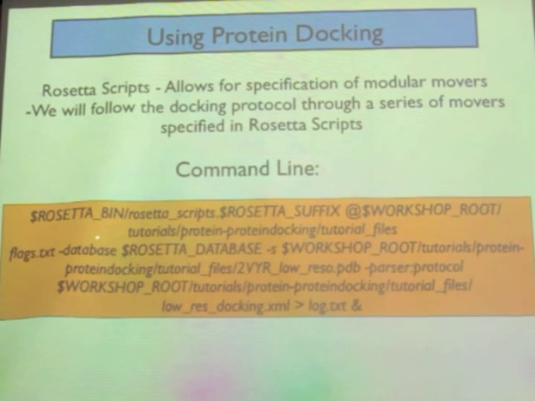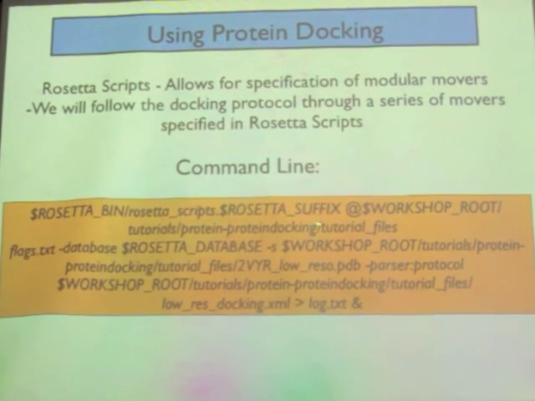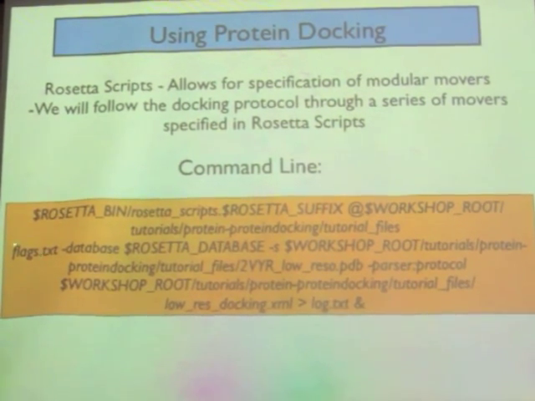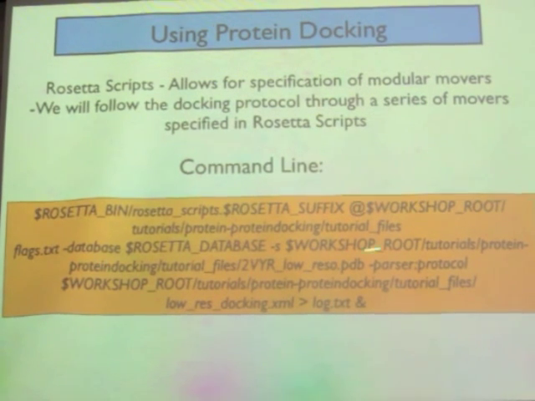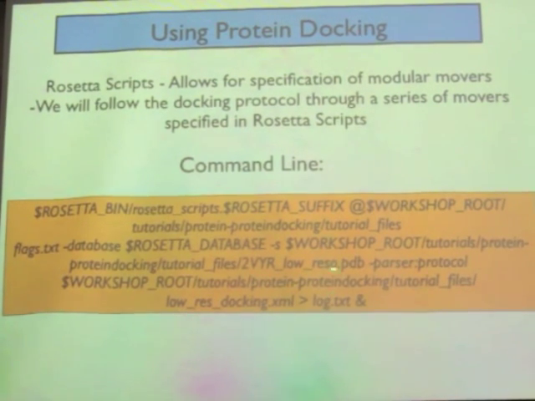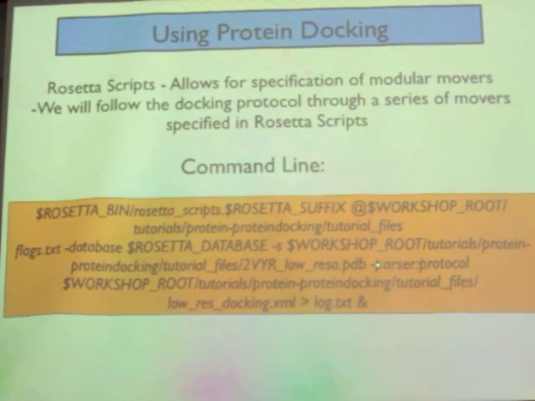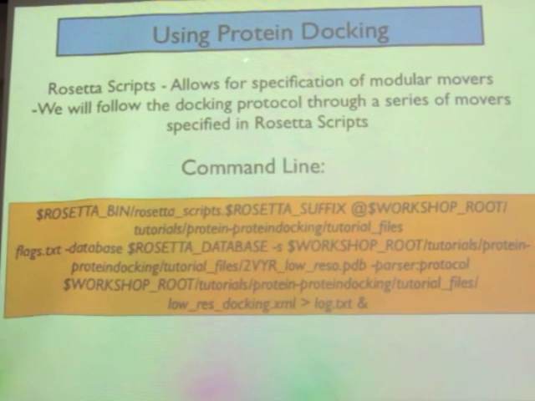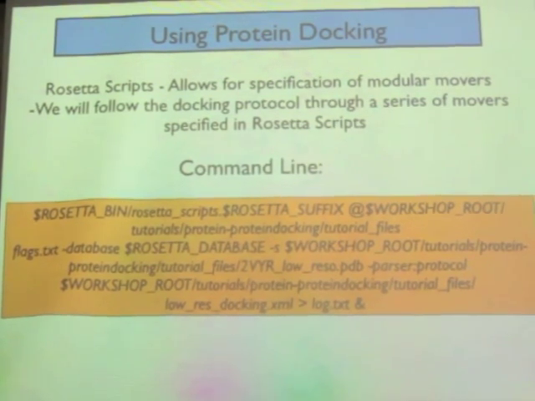So this is our command line. We just call on Rosetta Scripts, and then I've given you the flags file that we'll look at, and the database, and then the parser protocol, which is the XML file that contains the Rosetta Scripts commands. So we'll look at both of those right now.